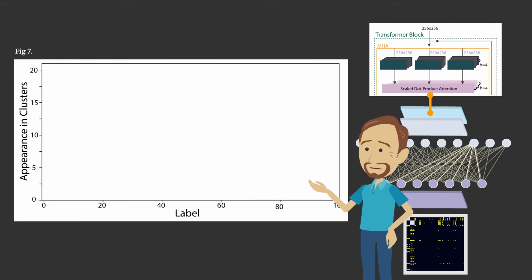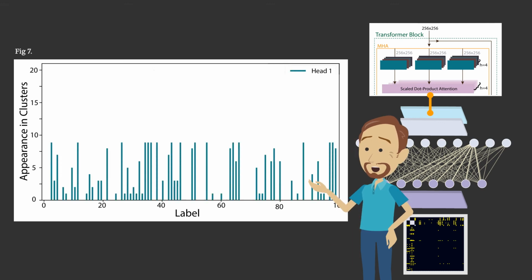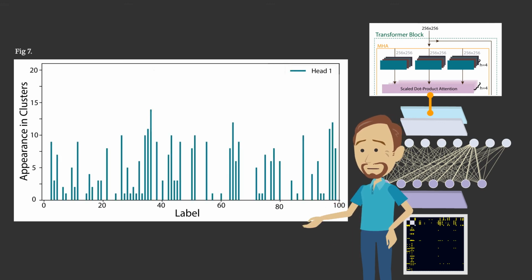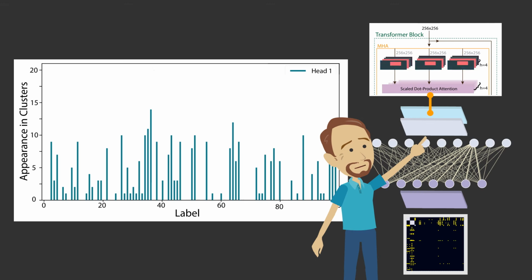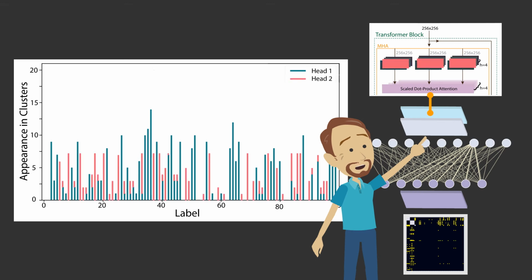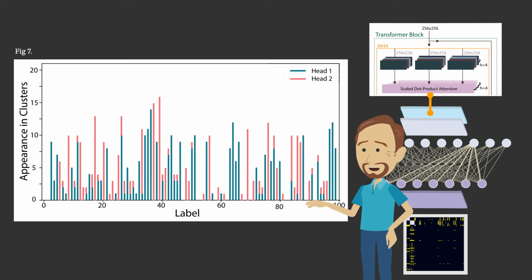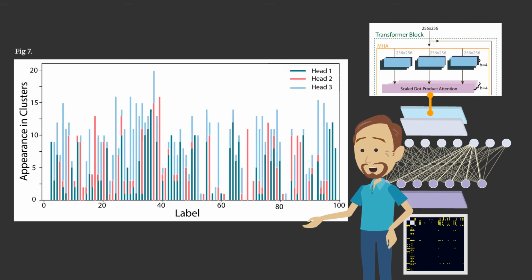Let's now look at the accumulative appearance of each label in the clusters of each head and see if we notice a pattern. The first head has some labels that appear quite a lot in its clusters, some rarely, and some don't appear at all. The second head has a similar distribution of label appearances, but for different labels. A similar pattern appears with the third and fourth heads as well.